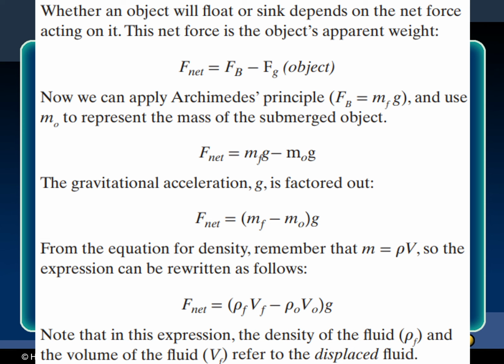From the equation for density, remember that m is equal to rho v, or mass is equal to the mass density multiplied by the volume. So the expression can be rewritten as follows. Note that in this expression, the density of the fluid, rho sub f, and the volume of the fluid, v sub f, refer to the displaced fluid.